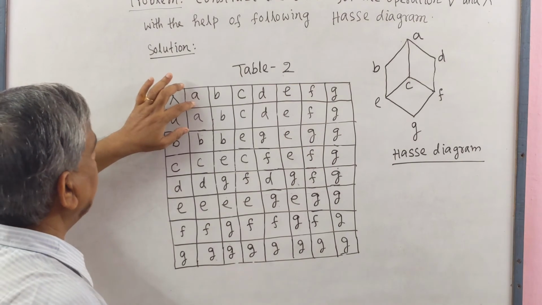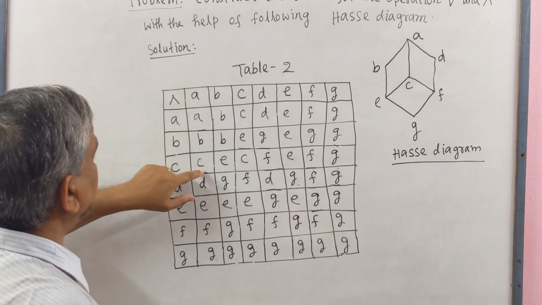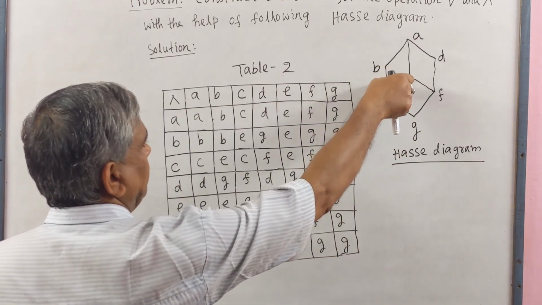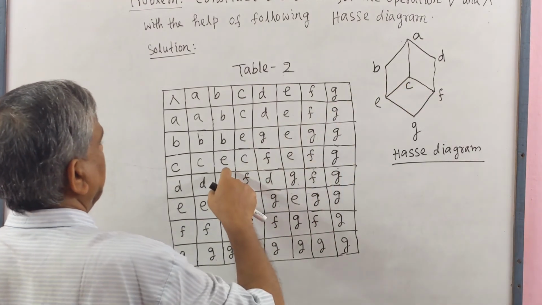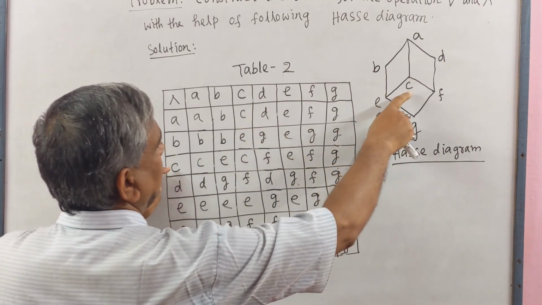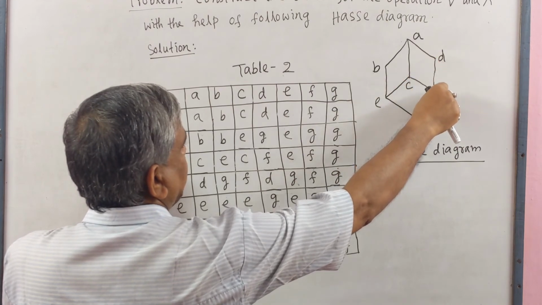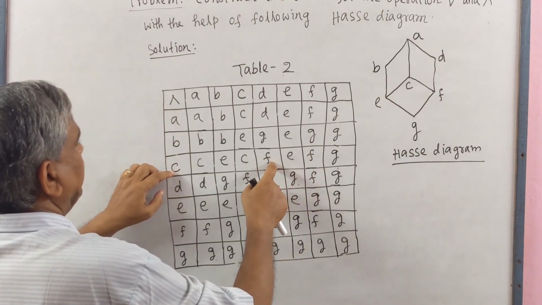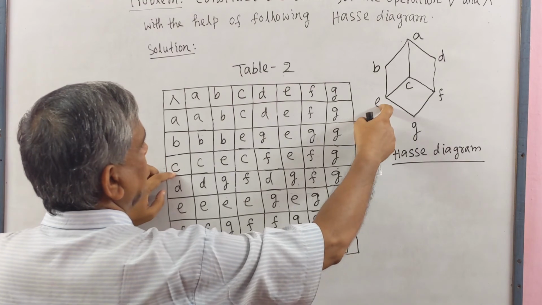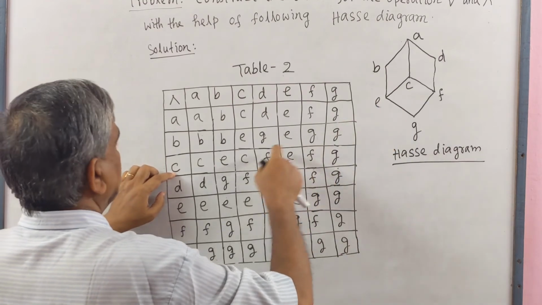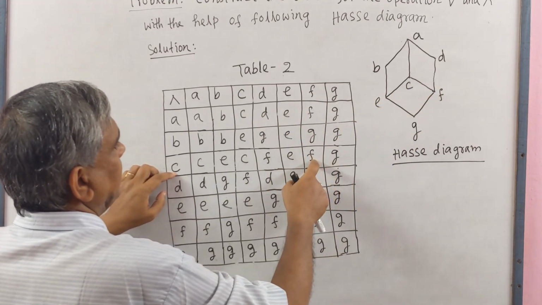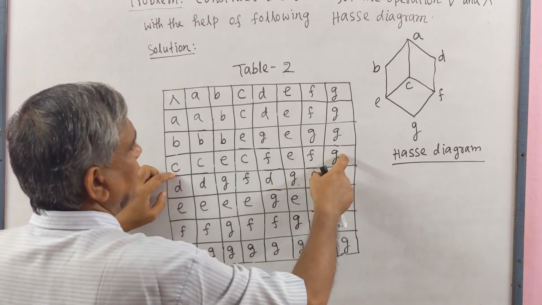C and A: A is on the highest position, so it will be C. C and B: immediate lower position is E. C and C will be C. C and D: immediate lower position is F. C and E: E is in the lower position, so it will be E. C and F: F is the immediate lower position, so F. C and G: G is in the lowest position, so G.